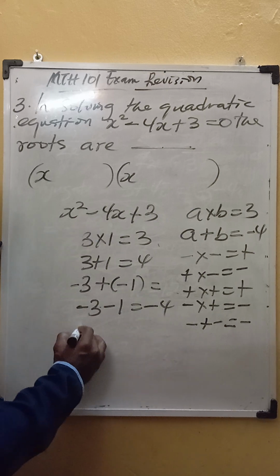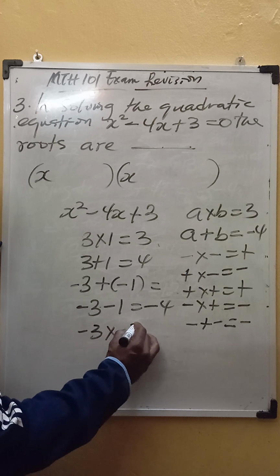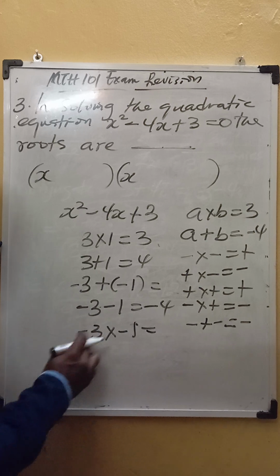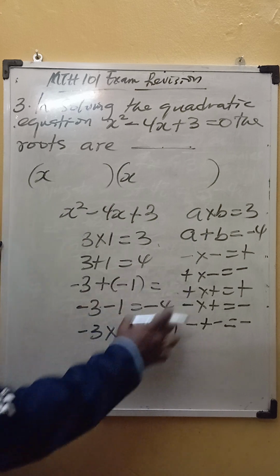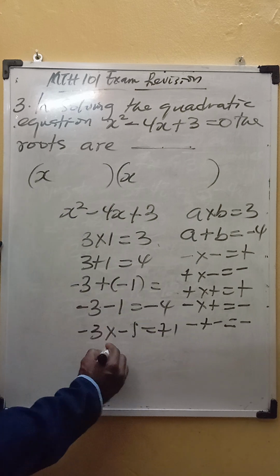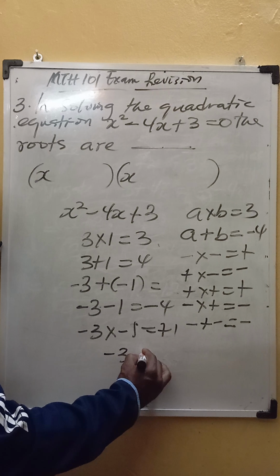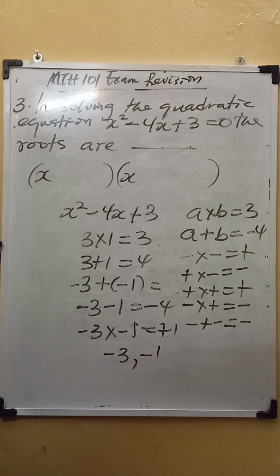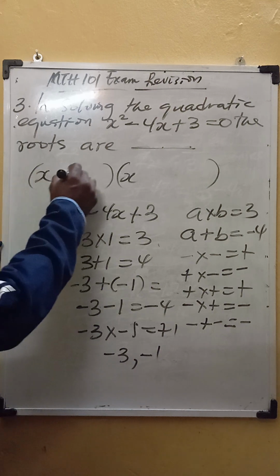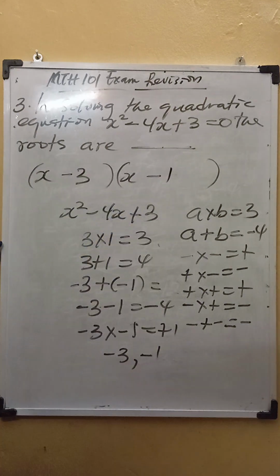So if we have there minus 3 times minus 1, minus times minus from the rule gives us plus. So we have plus 3. So the 2 factors are what? Minus 3 and minus 1. Are we good to go? If you look at them now, so you have what? Minus 3 and minus 1. Those are the 2 factors that you have.